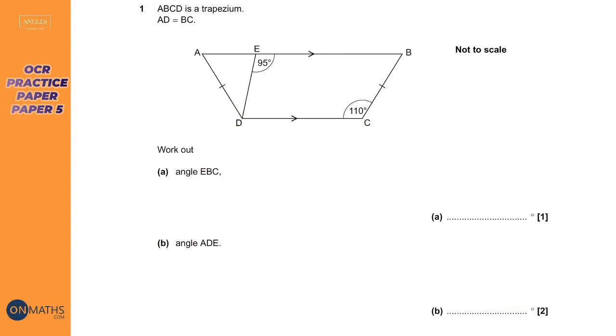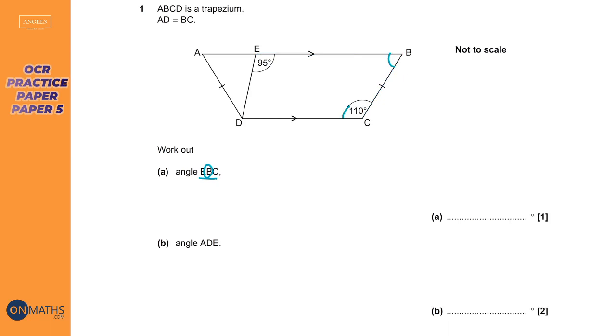Now, for the first question, we've had to delve into the practice papers for OCR because there wasn't any decent ones from their released papers. And this is quite a nice, easy one to get us started, and it's all about parallel lines. And it's asked us to work out angle EBC. Now, EBC is actually the angle at B, and you can just imagine going from E to B and then to C, and it's the angle you draw there. So we're looking for this angle here.